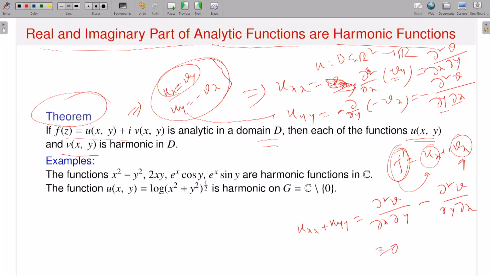Because again, you see, the theorem of real analysis in multivariable calculus. If I have nice functions and if all second order partial derivatives exist and they are continuous, then the mixed partial derivatives are the same.